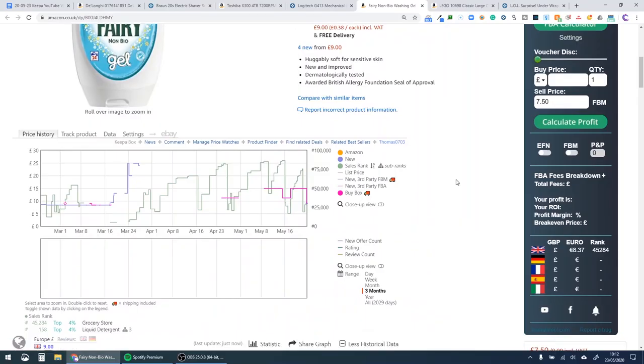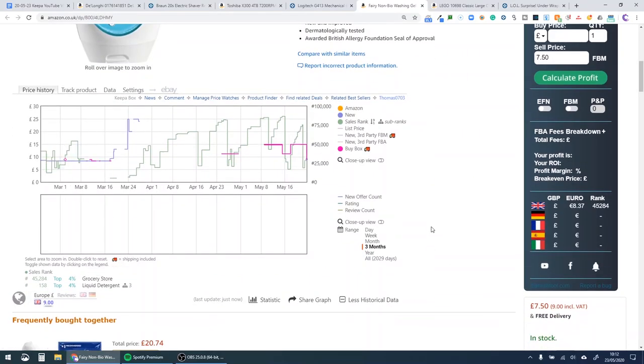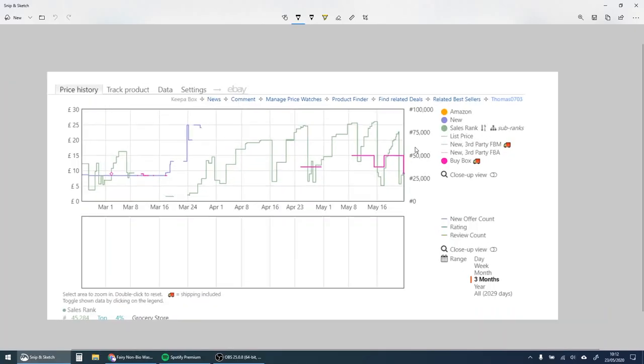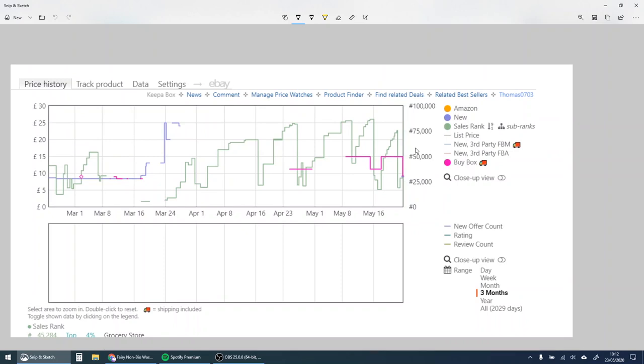So let's go down now and have a quick look at this product I've just loaded up. This is a Fairy non-bio product, and we can look at counting the drops, working out sales estimation. So let's scroll down and have a look at that product. If I have a look at the Keepa graph here, I've literally just loaded this in today, it's May, and I've chosen 3 months. I'm going to draw on the graph just to make it easier for you to understand. So what we've got here is that Keepa graph.